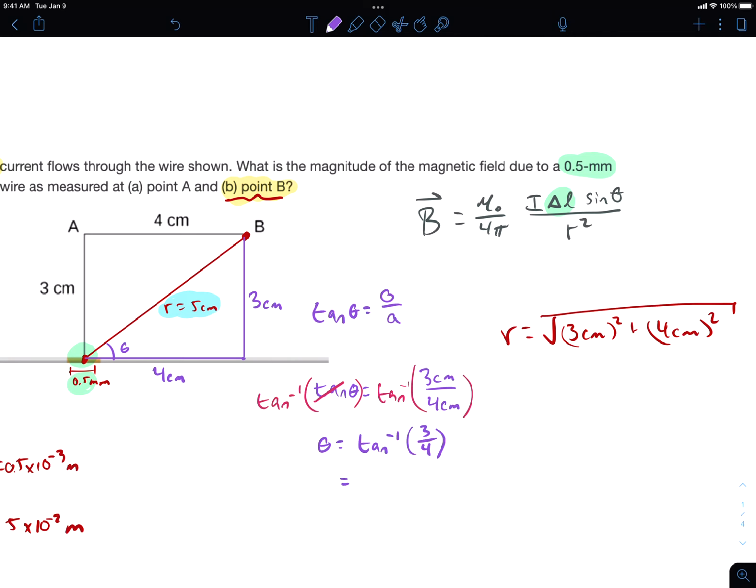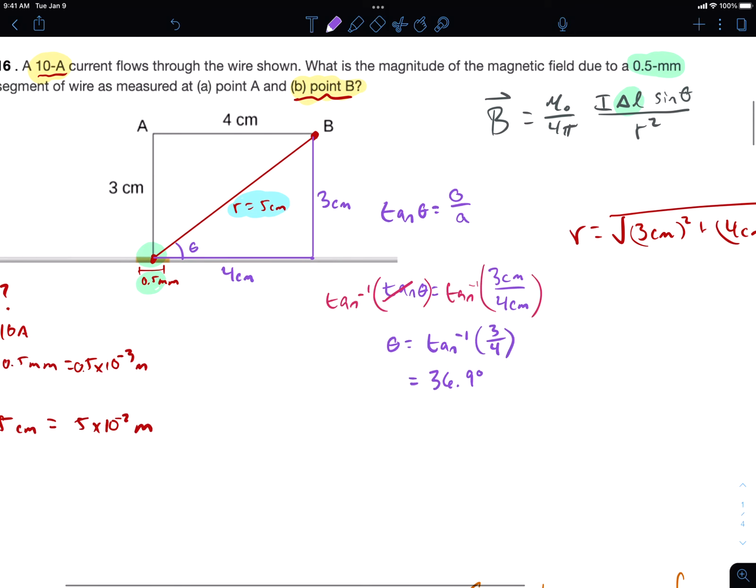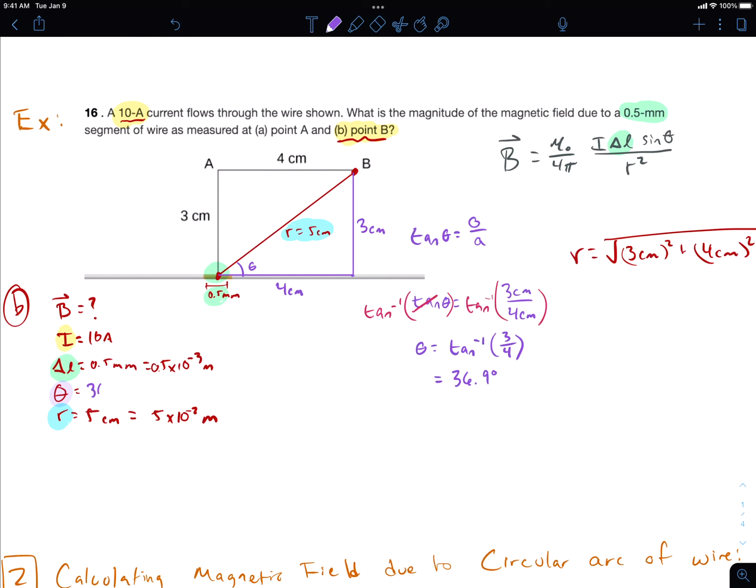So to get this with our calculators, we'll check this out. Here, my angle is tangent inverse. We'll do this together here. This should be 36.9 degrees. Okay, so pretty good. So we can plug this in here as 36.9 degrees.